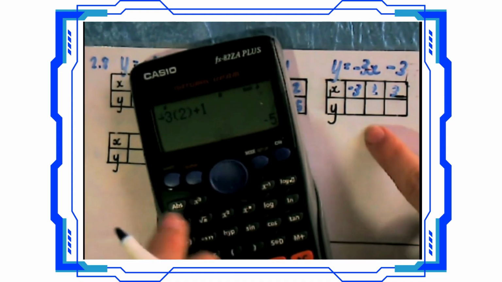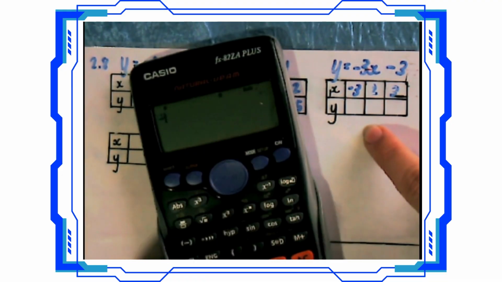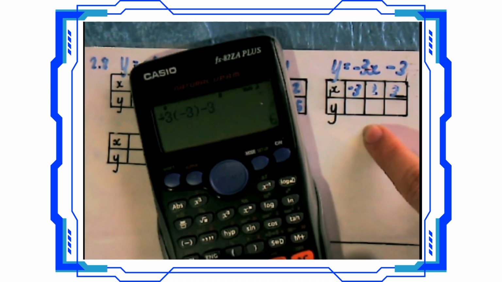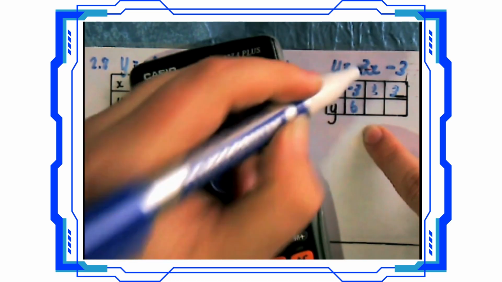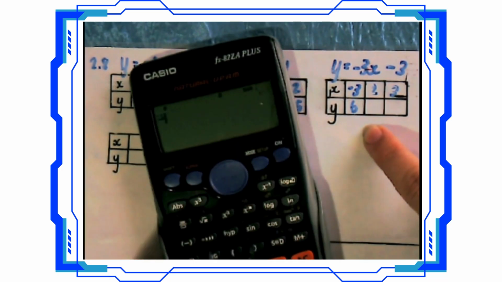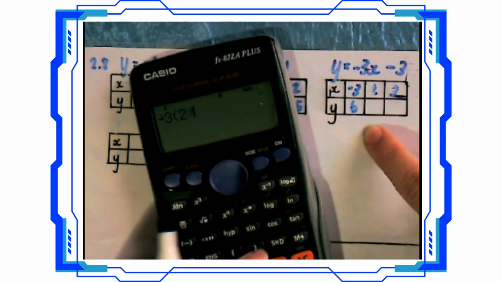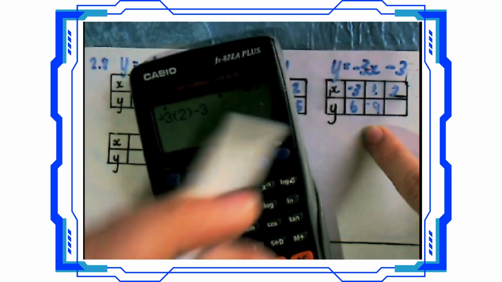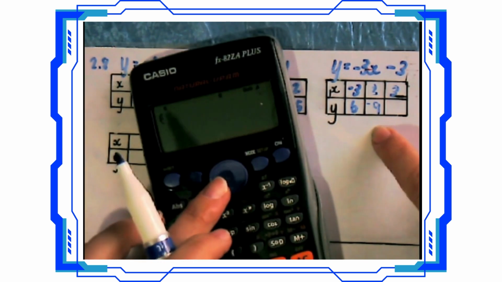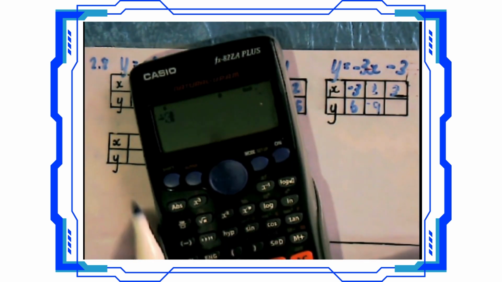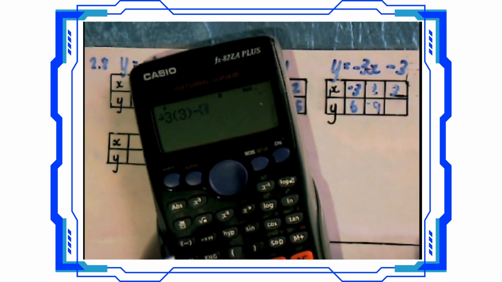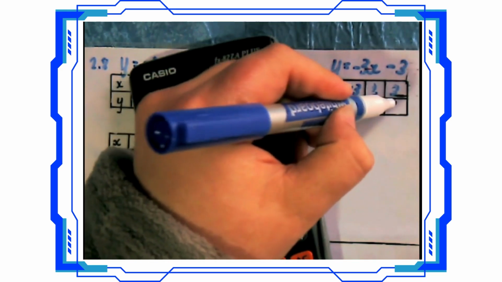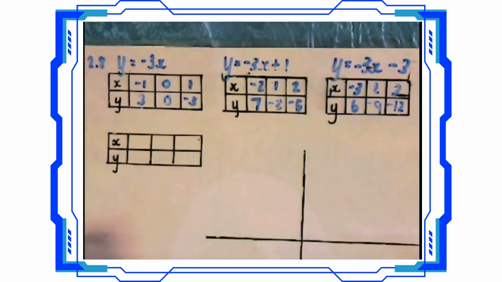Okay, then for this one, again, use your calculator. Okay, so it's 6. -3 times 2. Yeah, 3 times -1. And then 3. If I go, let's see, -3. 3 times 3. So it's going to be -2. Okay, now I have all of that.